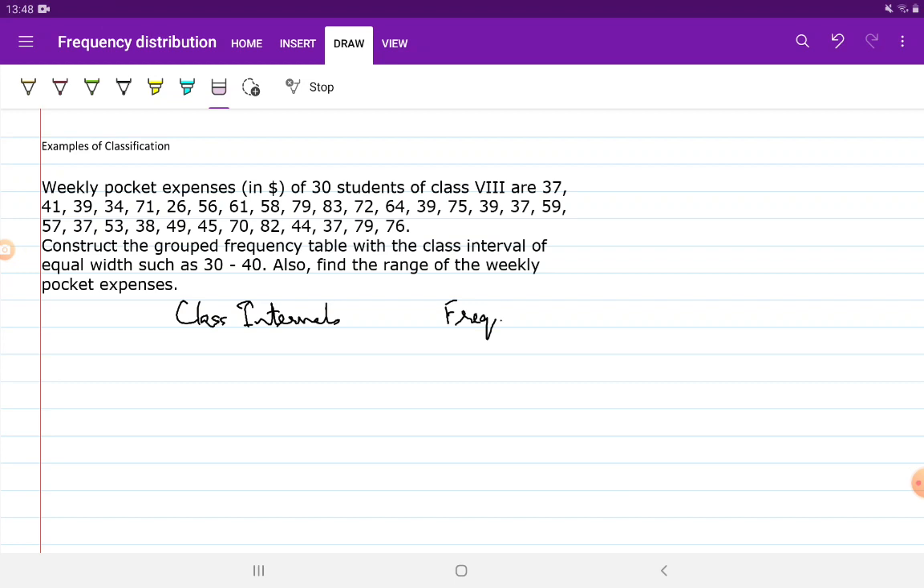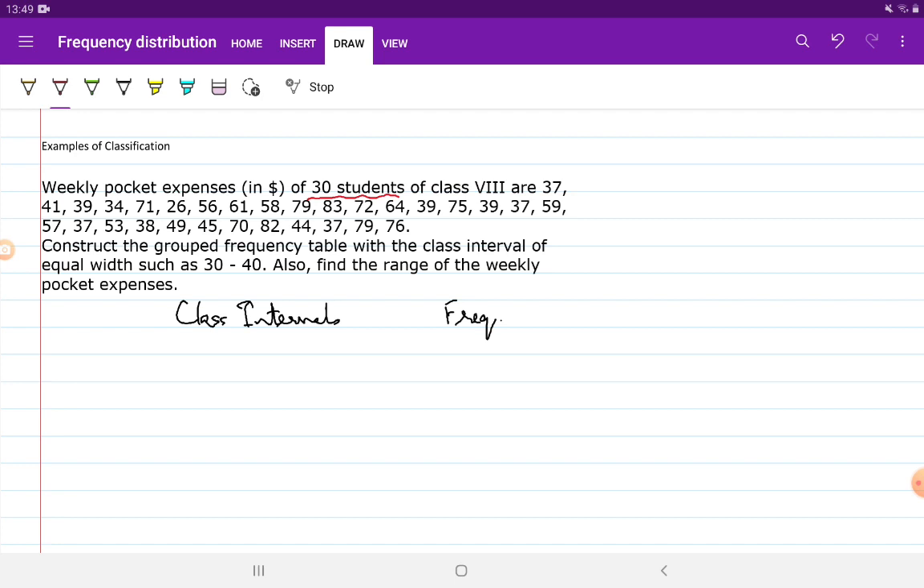The first step when you have data regarding any particular variable is to classify and tabulate it. So I'm going to show you an example. The question is the one that's written here, that we have a class of 30 students and the numbers given are the weekly pocket expenditures, pocket money that they get. Okay, so you have been asked to construct a grouped frequency table with a class interval of equal width, such as 30 to 40. So that's just an example. So a class interval of say 10.